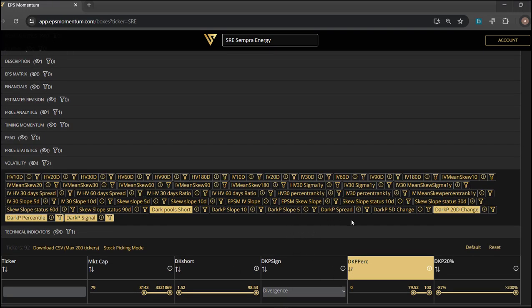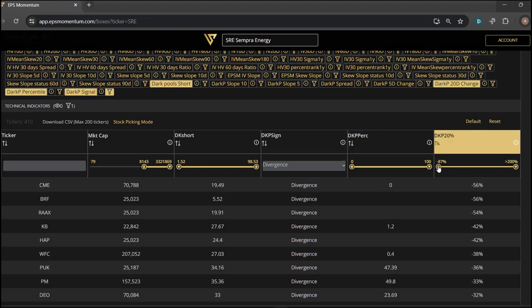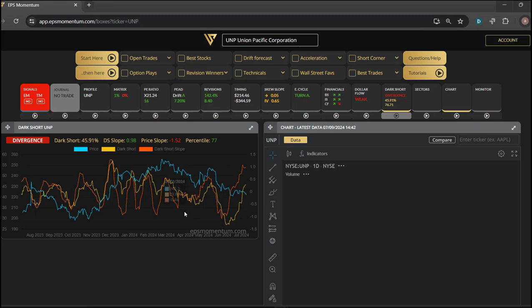Finally, you can look at spreads. So we can take the 20-day change of the dark short. So 20-day change is this column here. 20-day indicator change. So that's the 20-day change of the dark short, and maybe it goes up 10-15% minimum. So we can just filter on this, and obviously we filter by market cap if we want. Maybe we want divergence, and we pick a stock like UNP, for example.